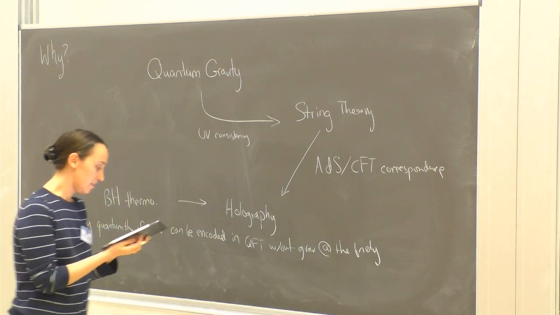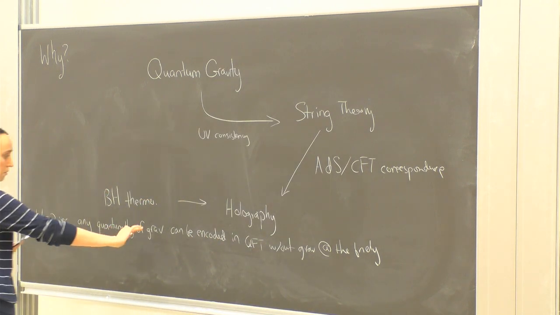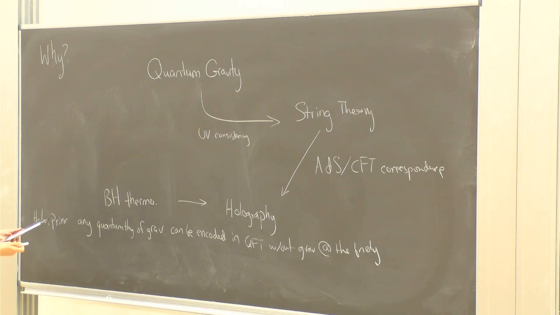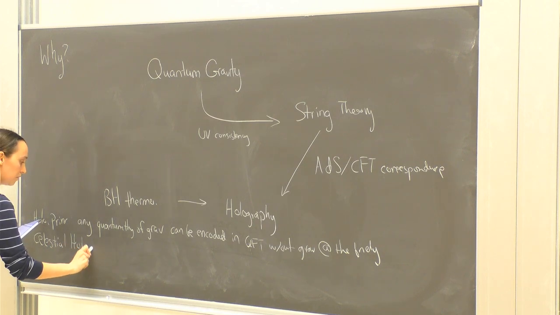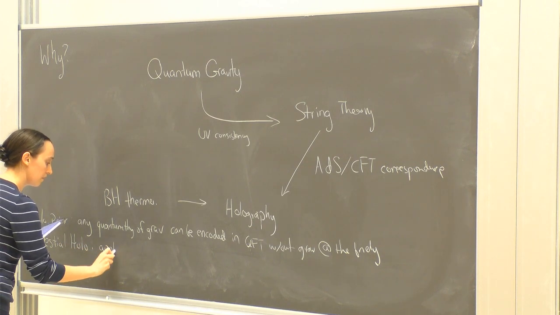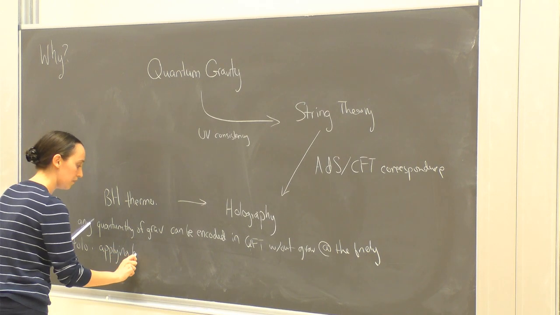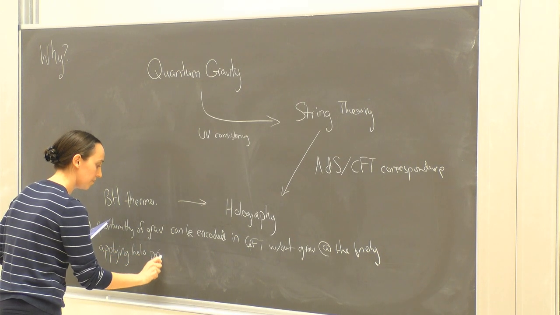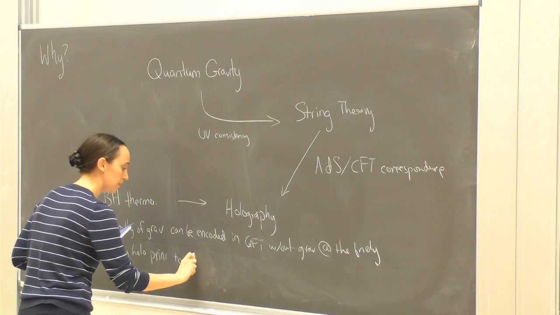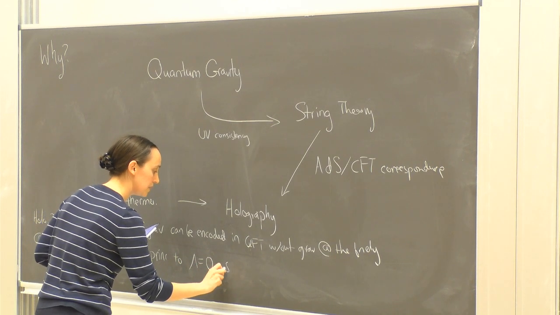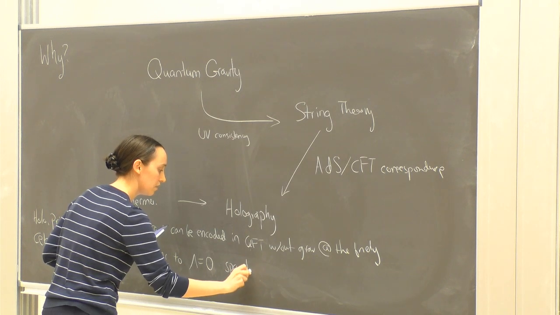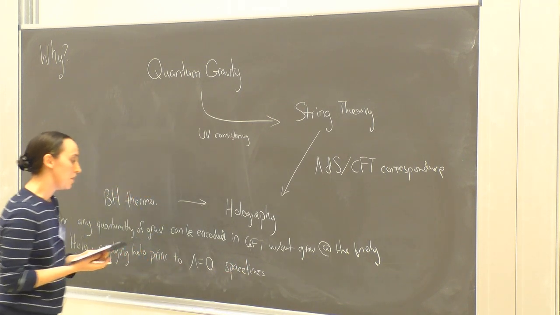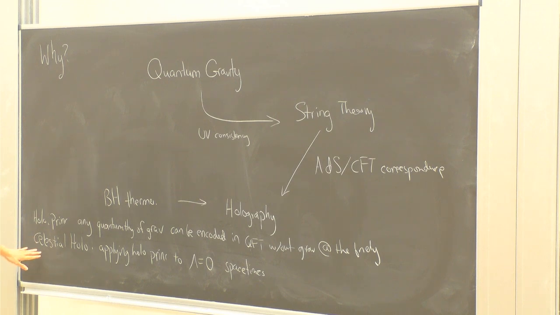And so basically, in celestial holography, we're going to try to take insights from this AdS/CFT story and apply it to the lambda equals zero case. I'm basically applying the holographic principle to lambda equals zero spacetimes. And if you want to be dramatic, you can say, well, one definition of celestial holography is just flat holography.